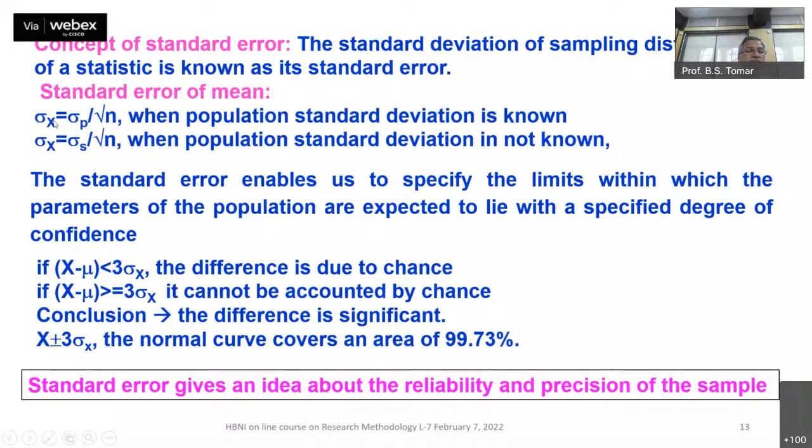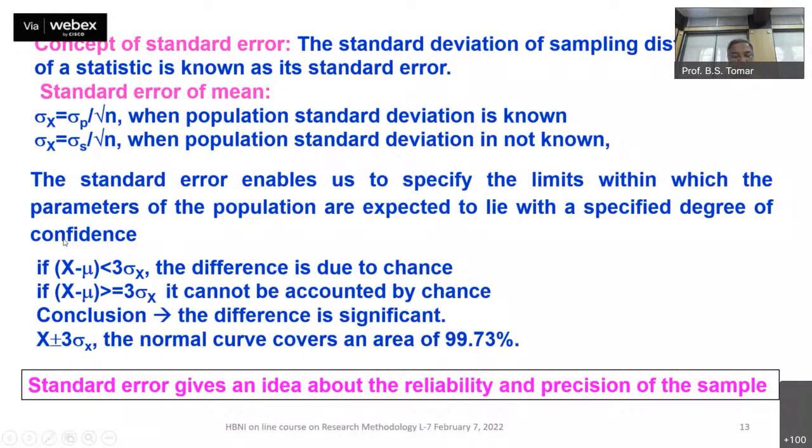Then the standard error of mean x, where x is the mean, is given as the standard deviation of the population by root of n, when the population standard deviation is known. So this sigma p is the population standard deviation. But many a time we don't know the population standard deviation. So we determine the sample standard deviation, and that divided by root n gives the standard error of mean. So the standard error enables us to specify the limits within which the parameters of the population are expected to lie with a specific degree of confidence.